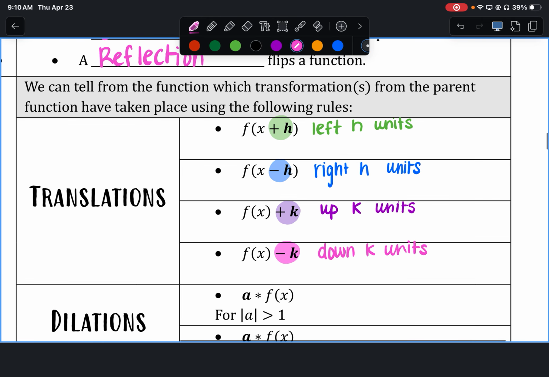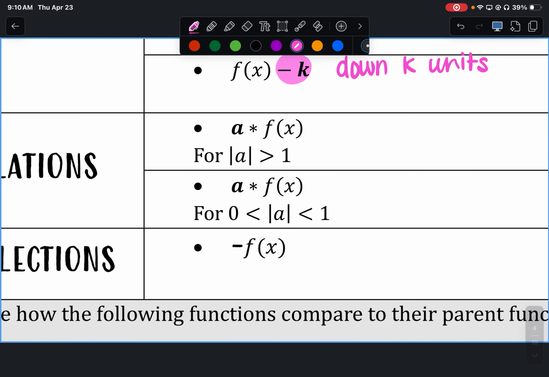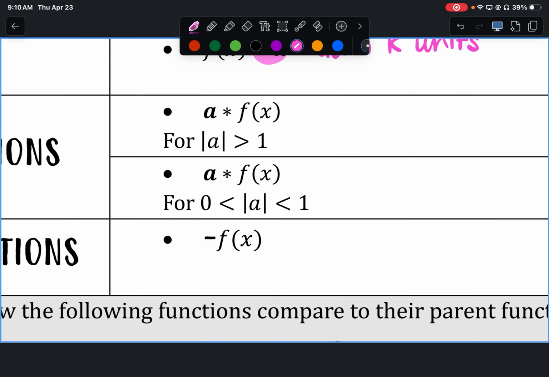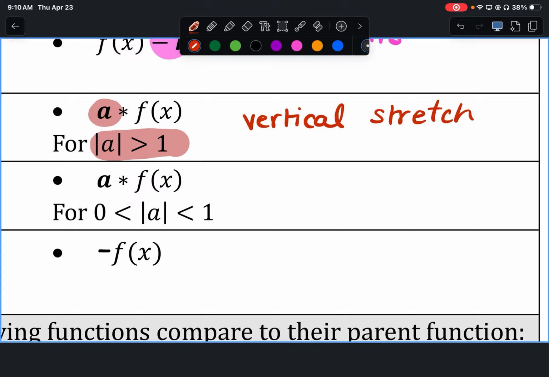Now we're going to look at dilations and recap those real quick. So these are where we are multiplying our function by some number a. If a is greater than 1, what does that do to our graph? It is a stretch. So we're going to say a vertical stretch. Sometimes you may even see it written as being expanded vertically, but that's still a vertical stretch.